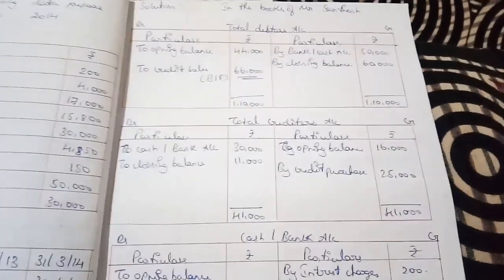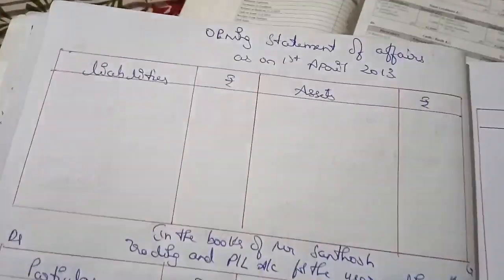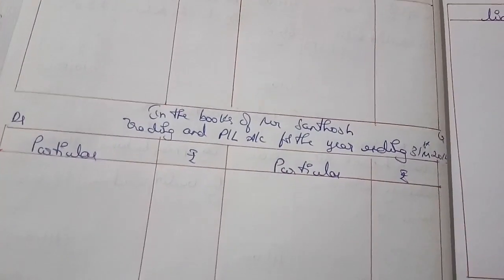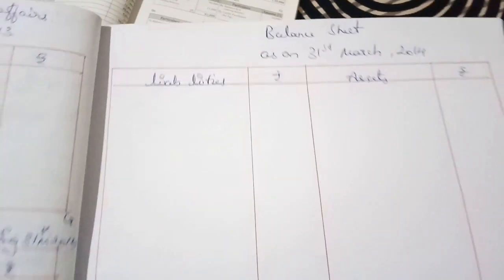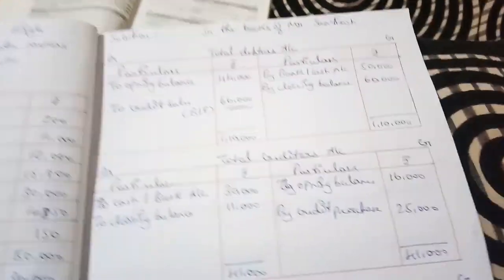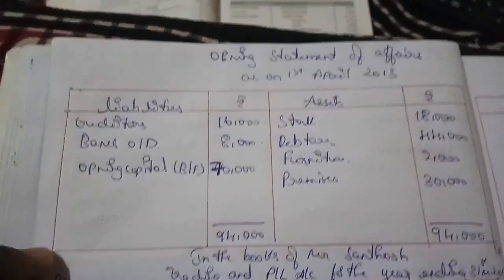Next I will show you. See, I prepared first only the opening statement of affairs in the books of Mr. Santosh, the trading and profit and loss account for the year ending 31st March 2014, and the balance sheet also. So I'm doing this, and I will explain it to you also. Let's do it. So I finished it.